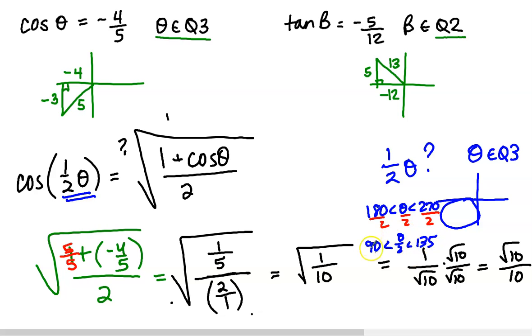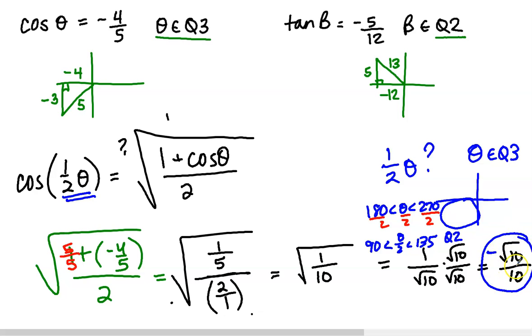Where is this angle, guys? Where is theta over 2? 90 to 135 is in the second quadrant. So that means this angle, the half angle, is in the second quadrant. So should cosine, which is what I was doing, in the second quadrant be positive or negative? Yep, it should be negative. So my final answer is negative.